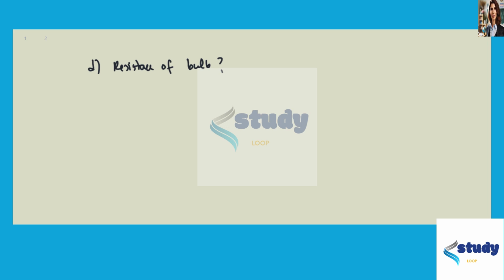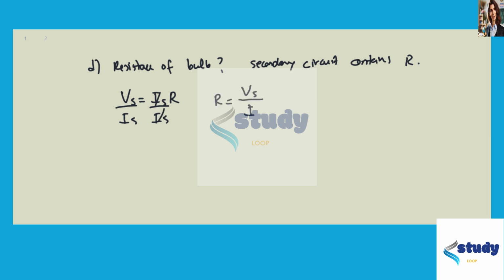Now, in part D, we're asked to calculate the resistance of the light bulb. The resistance of the light bulb, obviously, the bulb is in the secondary circuit, right? So secondary circuit contains the resistance. Then what we need to do, V sub S equals I sub S times R from Ohm's law, right? We can get to the resistance. So dividing both sides by the secondary current, then we have V sub S over I sub S. V sub S was 12 volts divided by, just calculated, the secondary current to be 3.75 amps. Then we have 3.2 ohms for the resistance of the light bulb.